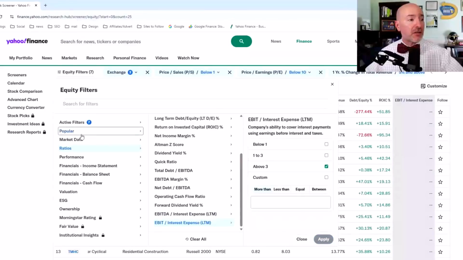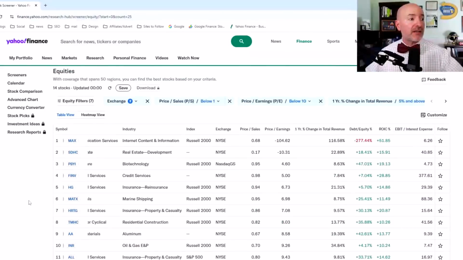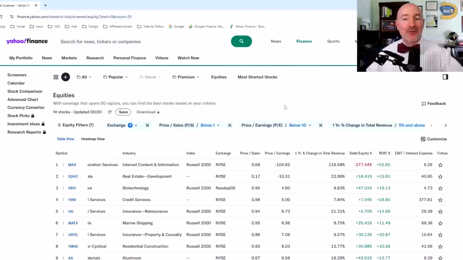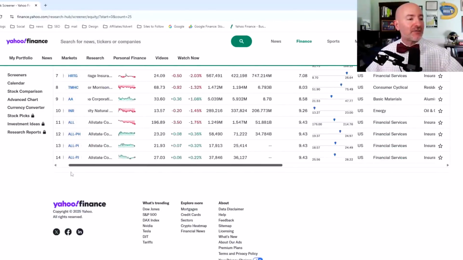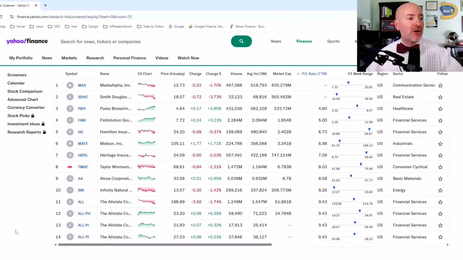And here, if I just click apply on this last one, see how many we've got left: down to 14 stocks. So we went from 10,000-plus stocks traded on the exchanges down to just 14. Here we can shift it over and see what some of those are. We've got Media Alpha, Smith Douglas, Puma Biotech, some biotech stocks here. We've got Heritage Insurance. You're going to find a lot of insurance, a lot of materials stocks, a lot of financials, just because they tend to trade at lower valuations.